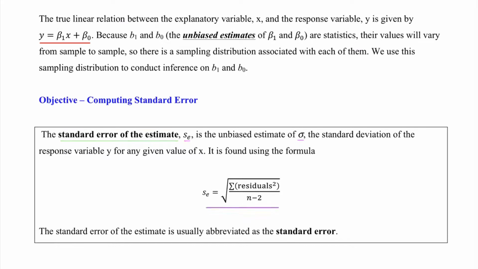We find s sub e by taking the square root of the sum of the squared residuals and then dividing by n minus 2. And note that typically we just call s sub e the standard error as opposed to the full name, the standard error of the estimate.